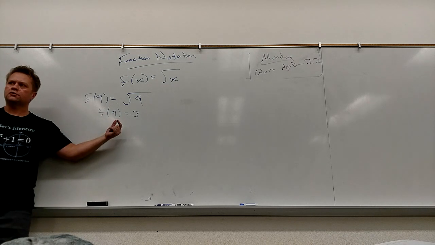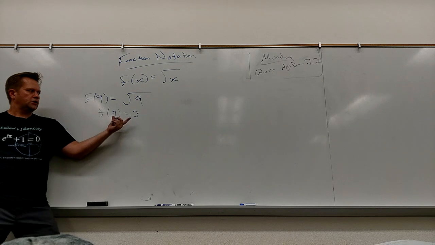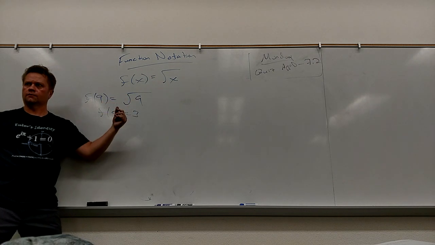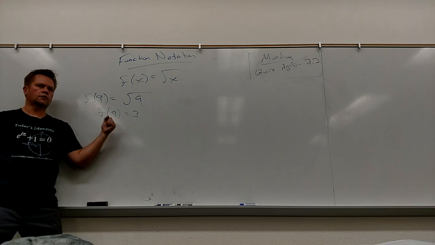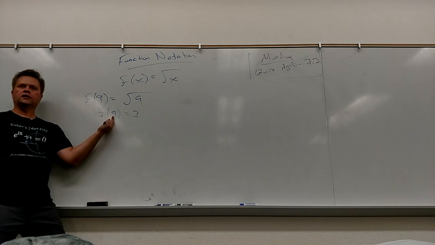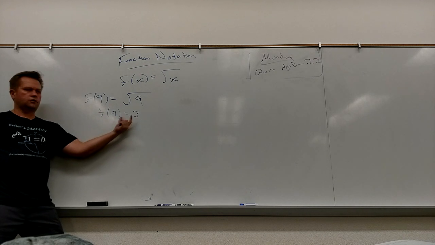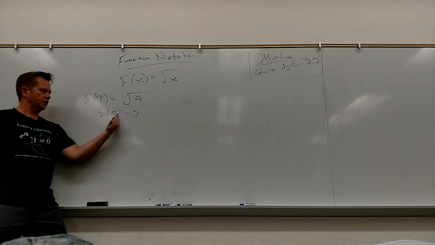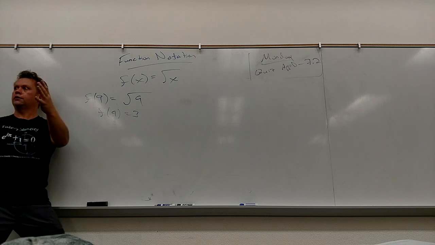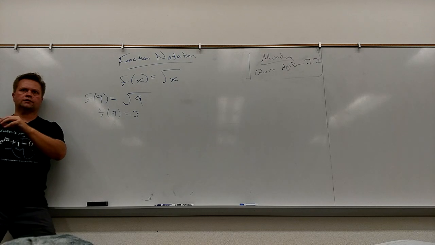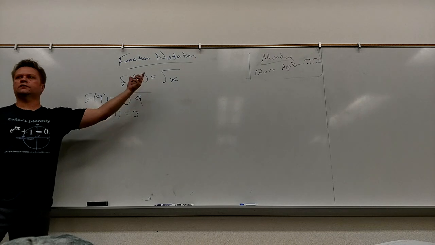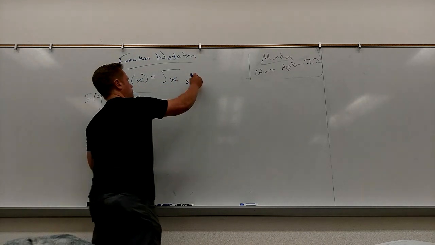Now notice something interesting. Can you tell me a point that this goes through if I were to graph it? 9, 3. Yes. For an input of 9, there's an output of 3. That's another thing that's nice about function notation: I can see the input and the output all at once, so I can see the point that goes through.